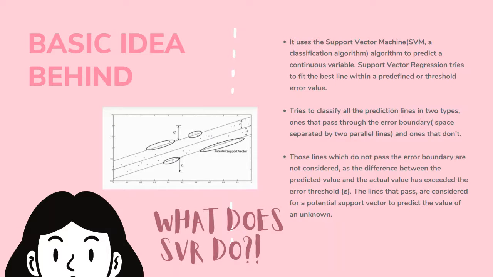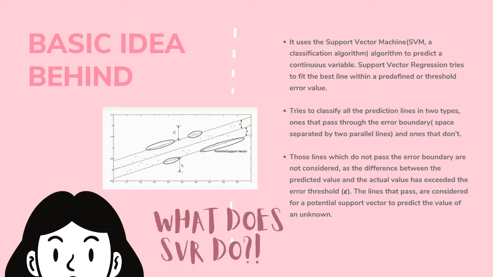Okay, let's discuss the basic idea behind SVR. What does SVR do? Support vector regression is quite different from other regression models. It uses a support vector machine, which is commonly used as a classification algorithm, to predict a continuous variable, while other linear regression models try to minimize the error between the predicted and the actual value. Support vector regression tries to fit the best line within a predefined or threshold error value.